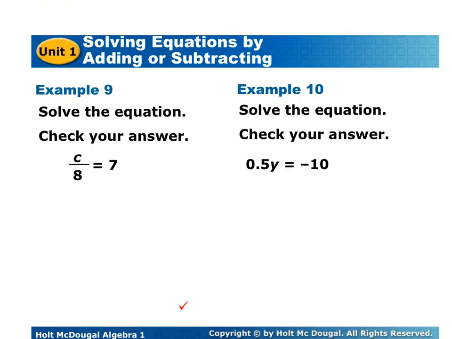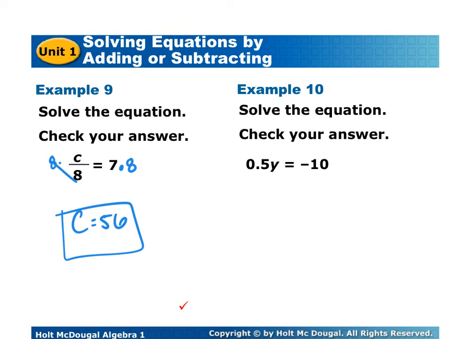Okay? All right, so here you go, guys. Y'all should have worked this out. Let's take a look. So for example 9, they ask you to solve the equation and check your answer. So c divided by 8 equals 7. What should be going through your mind is, how do I undo dividing by 8 so I can get c by itself? Well, to undo that, you need to multiply. So once that happens, you get c is equal to 56.